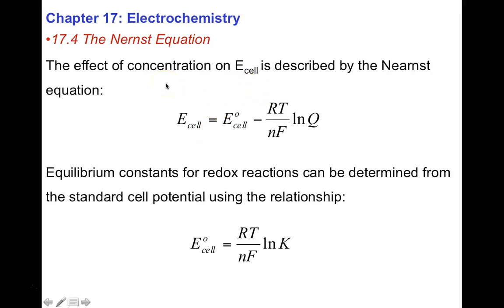As our cell runs, the concentration of reactants will decrease and the concentration of products will increase. How this affects the overall cell potential is described by the Nernst equation. Once we come to equilibrium, the cell potential will drop to 0 and Q will become equal to K, and using that relationship we can derive this expression relating the standard cell potential to K.